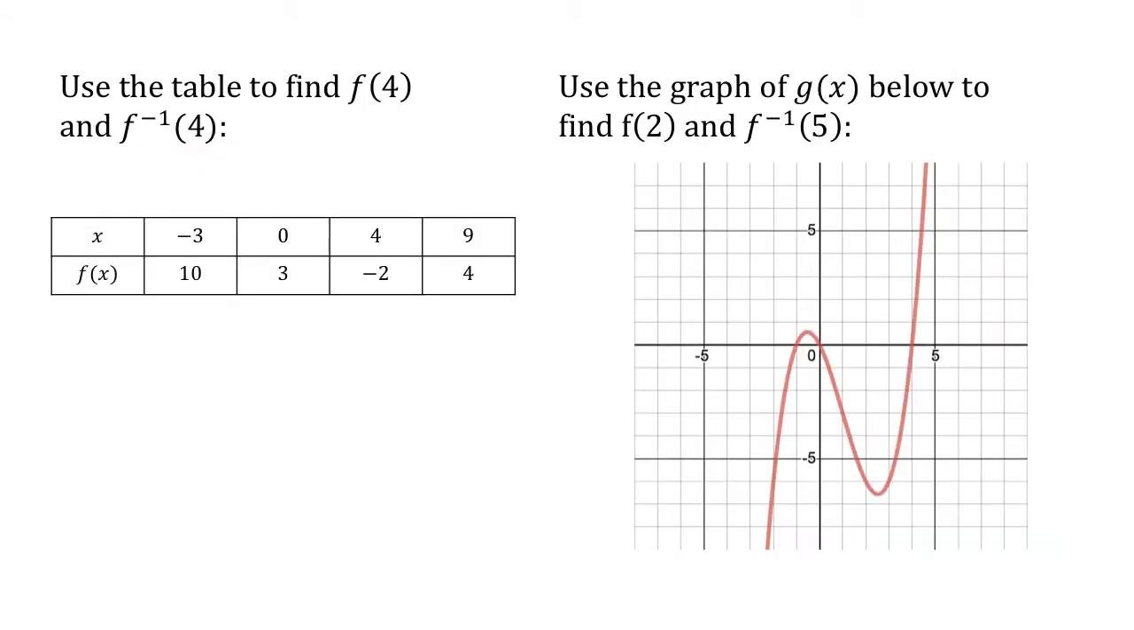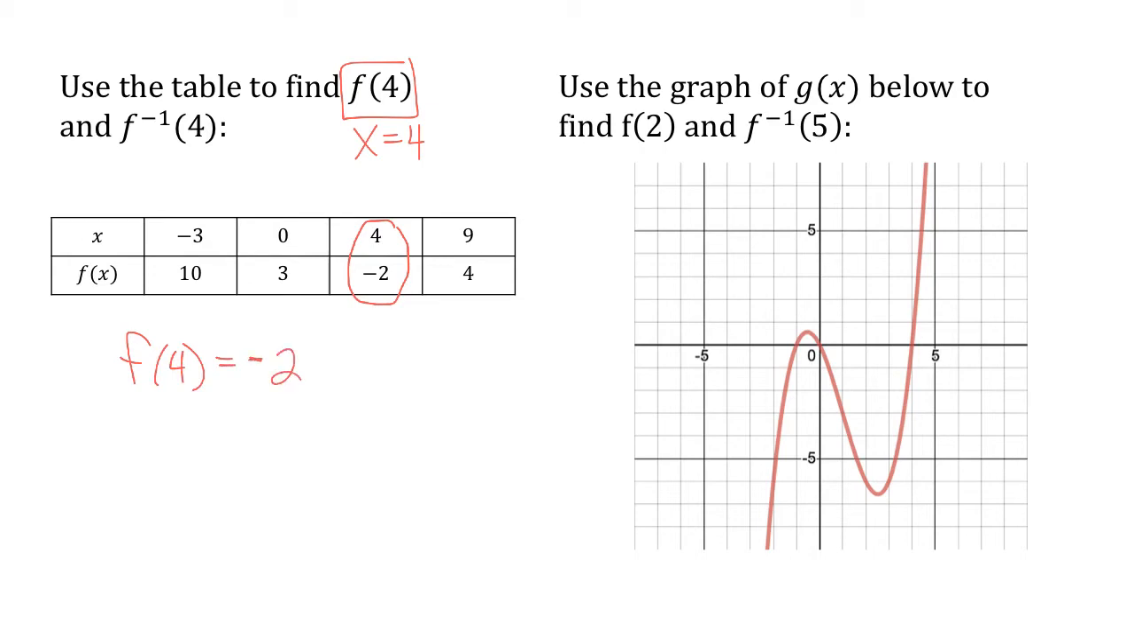Okay, so for these ones, we want to evaluate some points for the function. For the first one, we're going to use this table to find f of 4 and the inverse of f of 4. When it just says f of 4, that means x is 4, and we want to find the output when x is 4. So I go to my table, x is 4 here, and the output is negative 2. So f of 4 is negative 2.